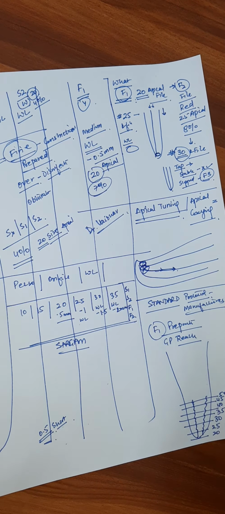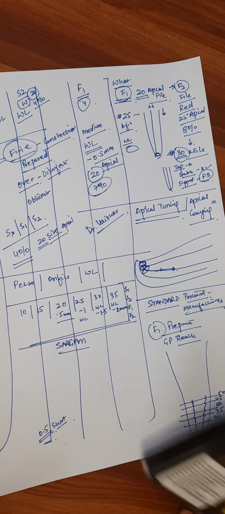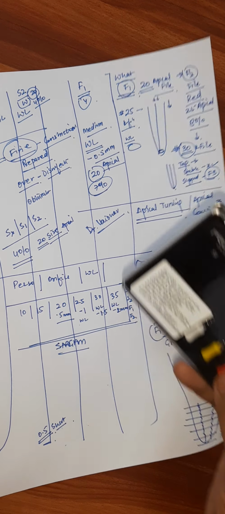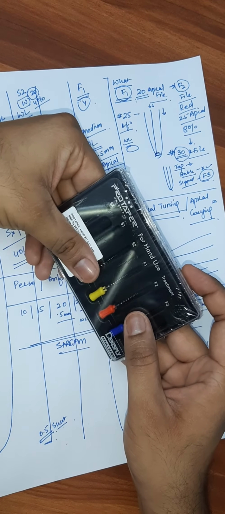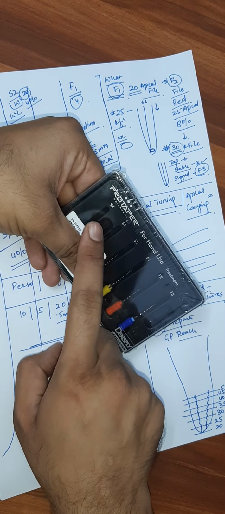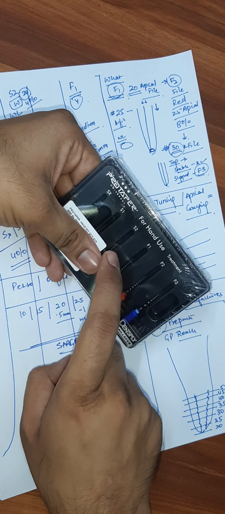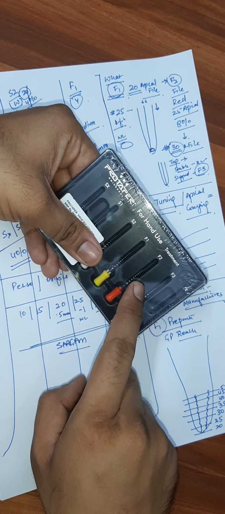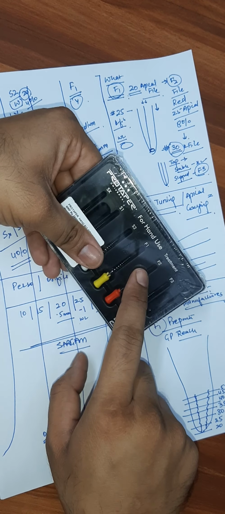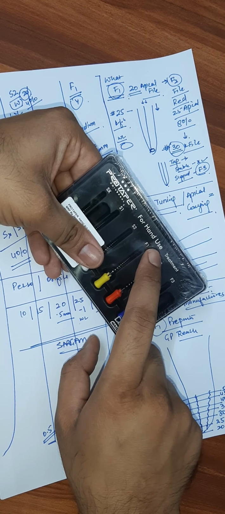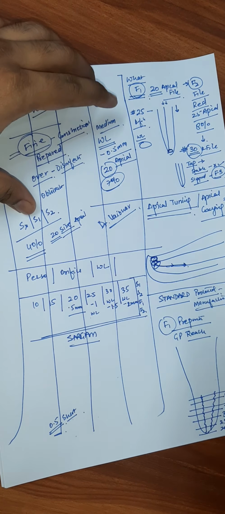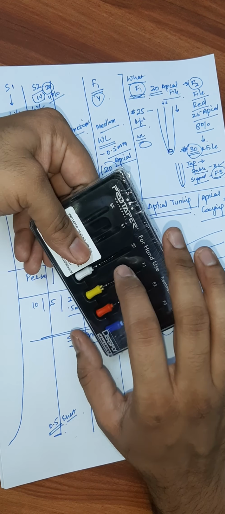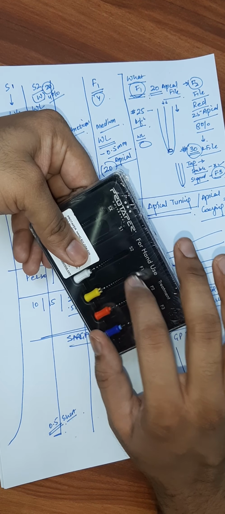I will show you how a single box is there. In this case, you will have SX, S1, S2, F1, F2, and F3. This is a starter kit for hand usage. For those participants who are not willing to buy an endomotor immediately, you should purchase these systems, and this will help you.